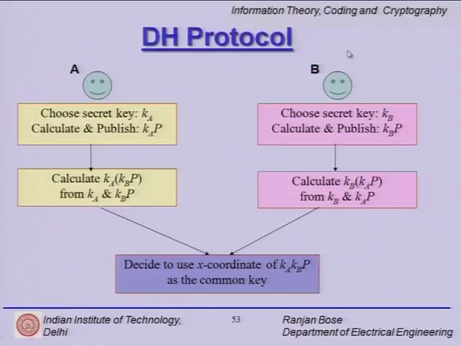You can graphically represent this. So, Alice chooses k a, calculates k a p, publishes it. Publish means puts it into the public domain. Bob secretly chooses k b, calculates k b p. Now, what is this p? P is known together to both of them, and known to the outside world as well. So, Bob publishes k b p, and then once they exchange it, Alice calculates k a times k b p, Bob calculates k b times k a p, and then they decide to use k a k b p as a common key. So, thus they have been able to exchange the key.